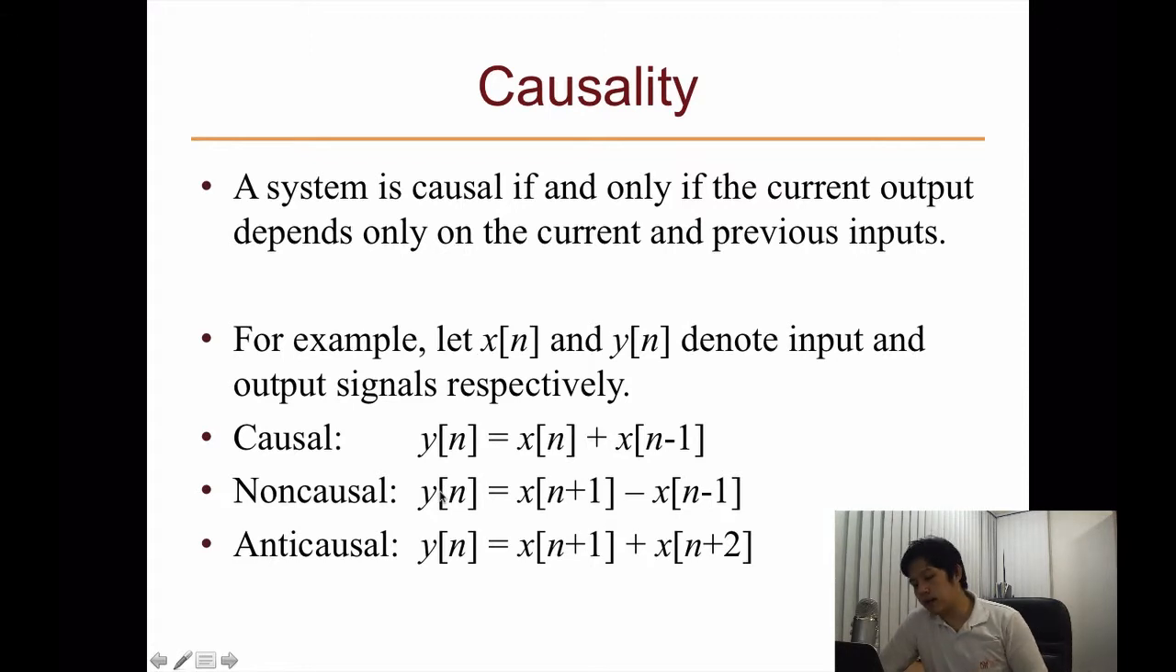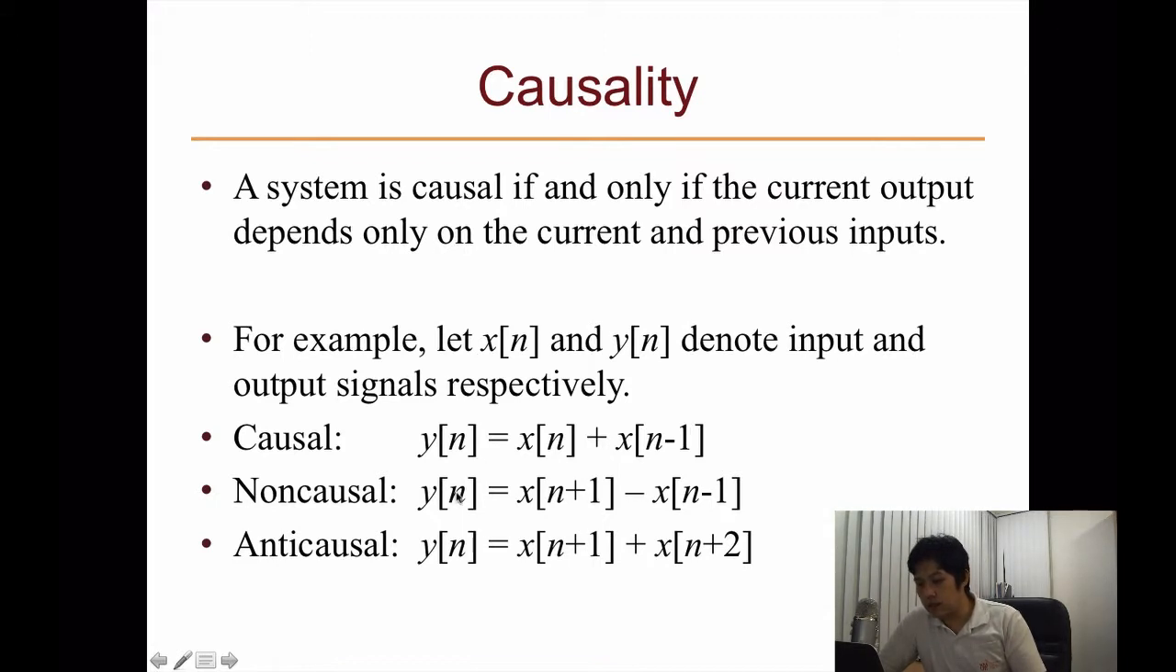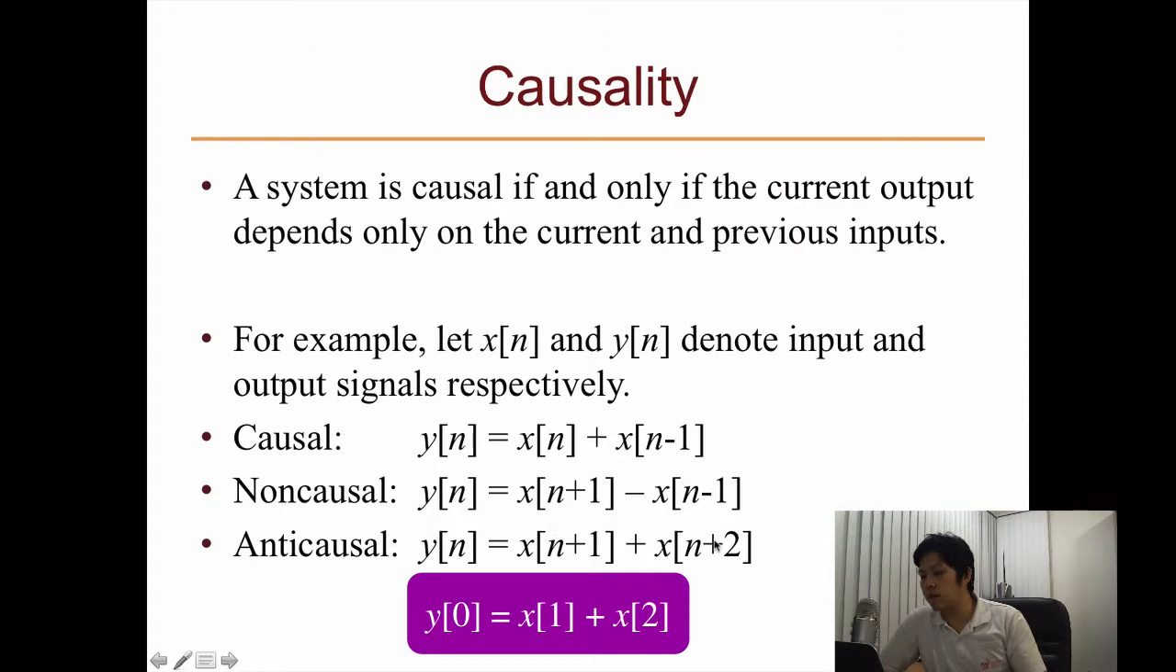How do I know what is current and what is future? You can simply substitute the values of n with something like 0. If you substitute 0 here, you have 0 and minus 1. 0 and minus 1 are in the past. If this is 0, then you get x[1] and x[-1]. x[1] hasn't happened yet, so this is the future. For this y[n], if n equals 0, then you get x[1] and x[2], all future input.